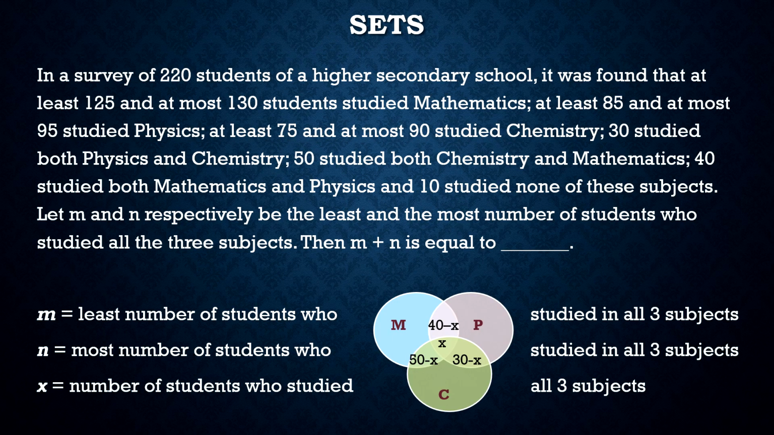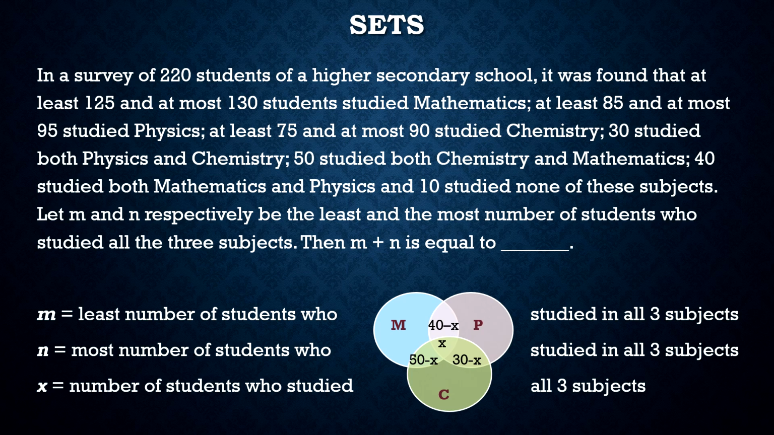We start with the first example based on set theory to make the concept clear. In a survey of 220 students of a higher secondary school, it was found that at least 125 and at most 130 students studied maths, at least 85 and at most 95 physics, at least 75 and at most 90 studied chemistry, 30 studied both physics and chemistry, 50 both chemistry and maths, 40 both maths and physics, and 10 students studied none of the subjects. If m and M respectively are the least and the most number of students who studied all the 3 subjects, then you have to find the value of m plus M.